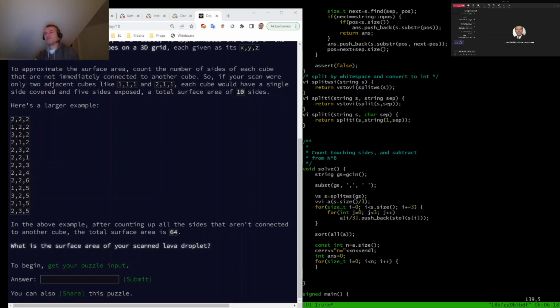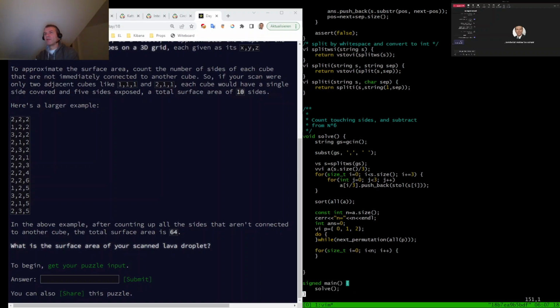So we need to do this with all 6 sides. So we need all permutations. Do, while next permutation. So we need to permute all 6 combinations.